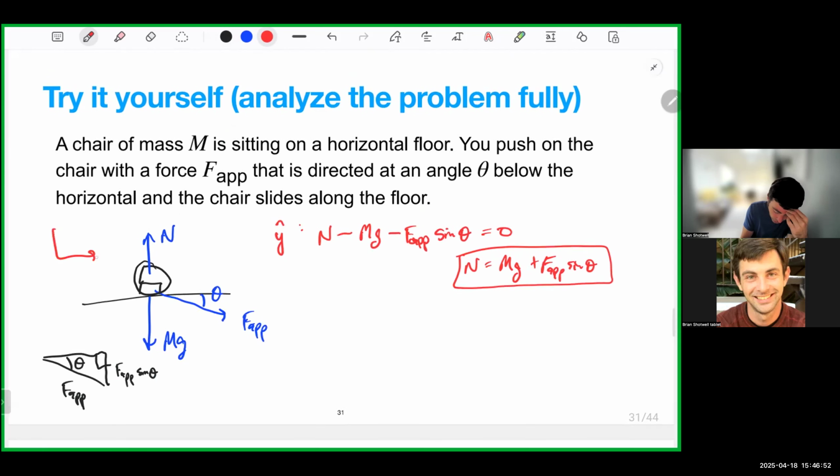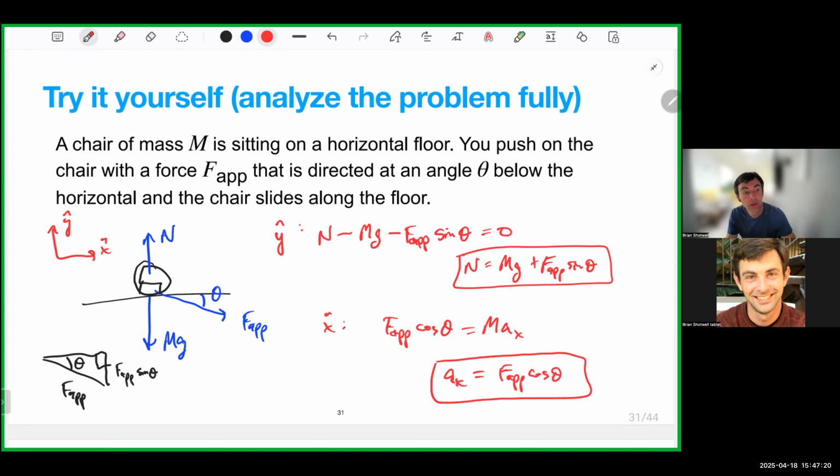We're going to call this x direction, y direction. So then in the x direction, what we get is F applied cosine theta. That's the only force that has an x component, F applied. The other two forces don't have an x component. So that's the sum of the forces in the x direction is equal to m times ax. So ax is F applied cosine theta. So those are the two pieces of information we can get out of this: the normal force and the acceleration.